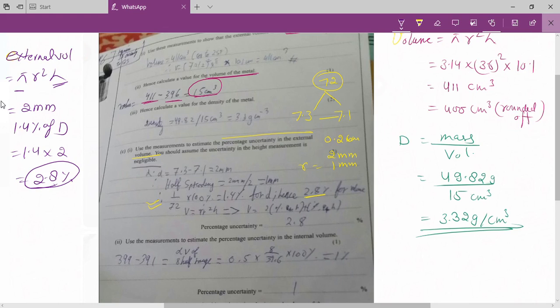So for diameter we multiply by 2 because this is the radius, right? So yes, we multiply the radius by 2 and then we find the percentage for the diameter. Yes, that's fine. But where does the 72 come from? 7.3 and 7.1. That is given in centimeters or not?